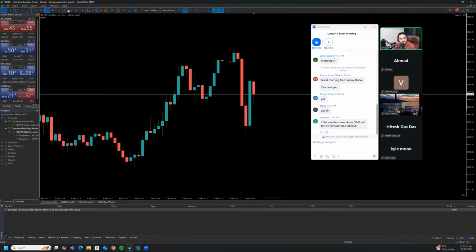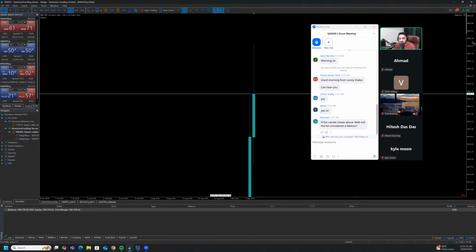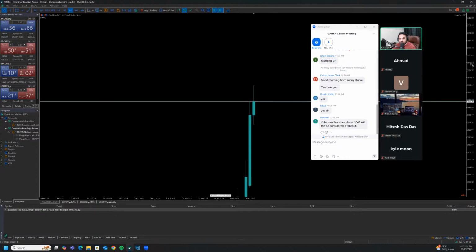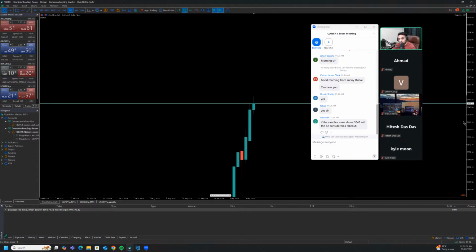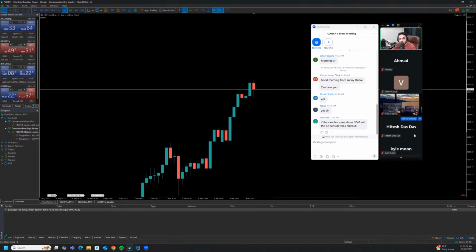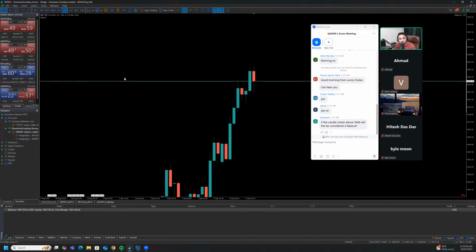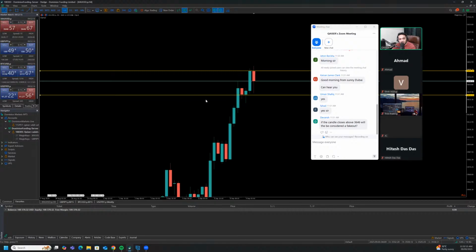Let's start with the daily time frame. The daily candles are continuously pushing to the upside. Let's go from daily to H4. H4 is still respecting the previous H4. We have a resistance here, and at the same time a support on the left-hand side on the H4 time frame.